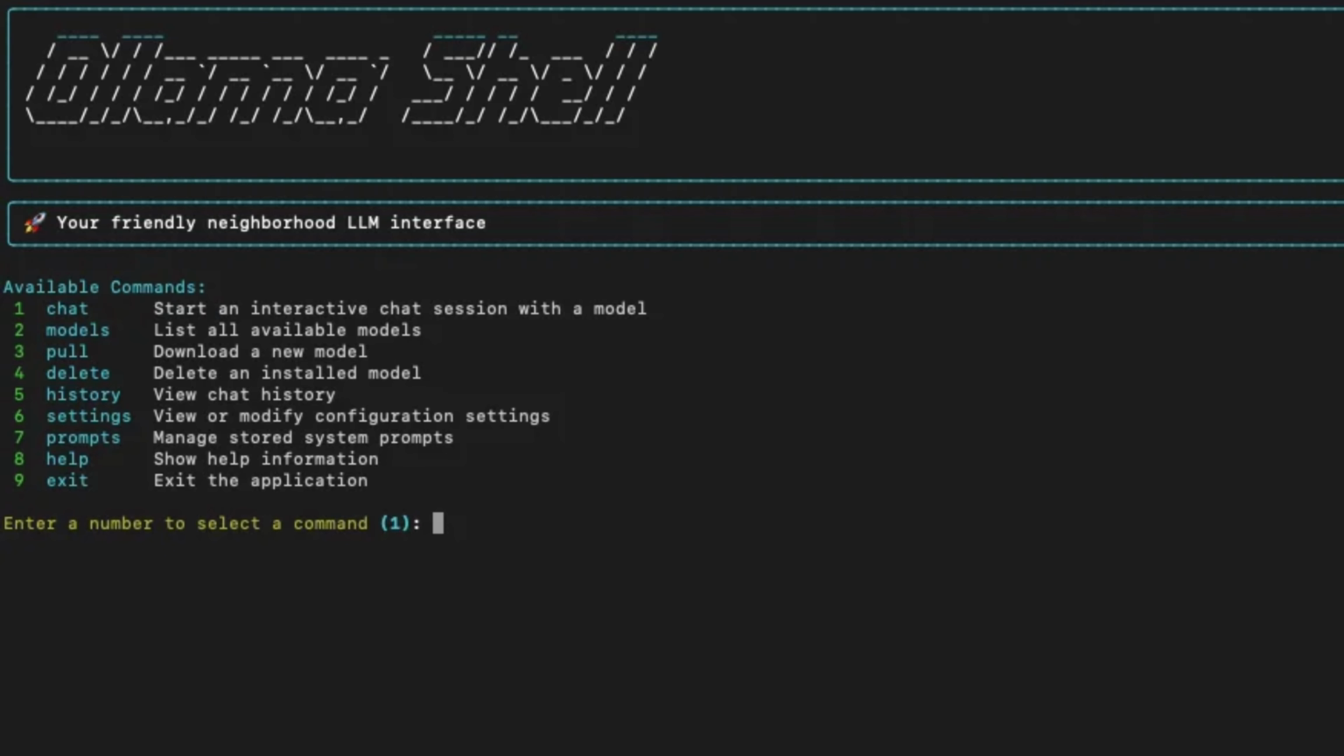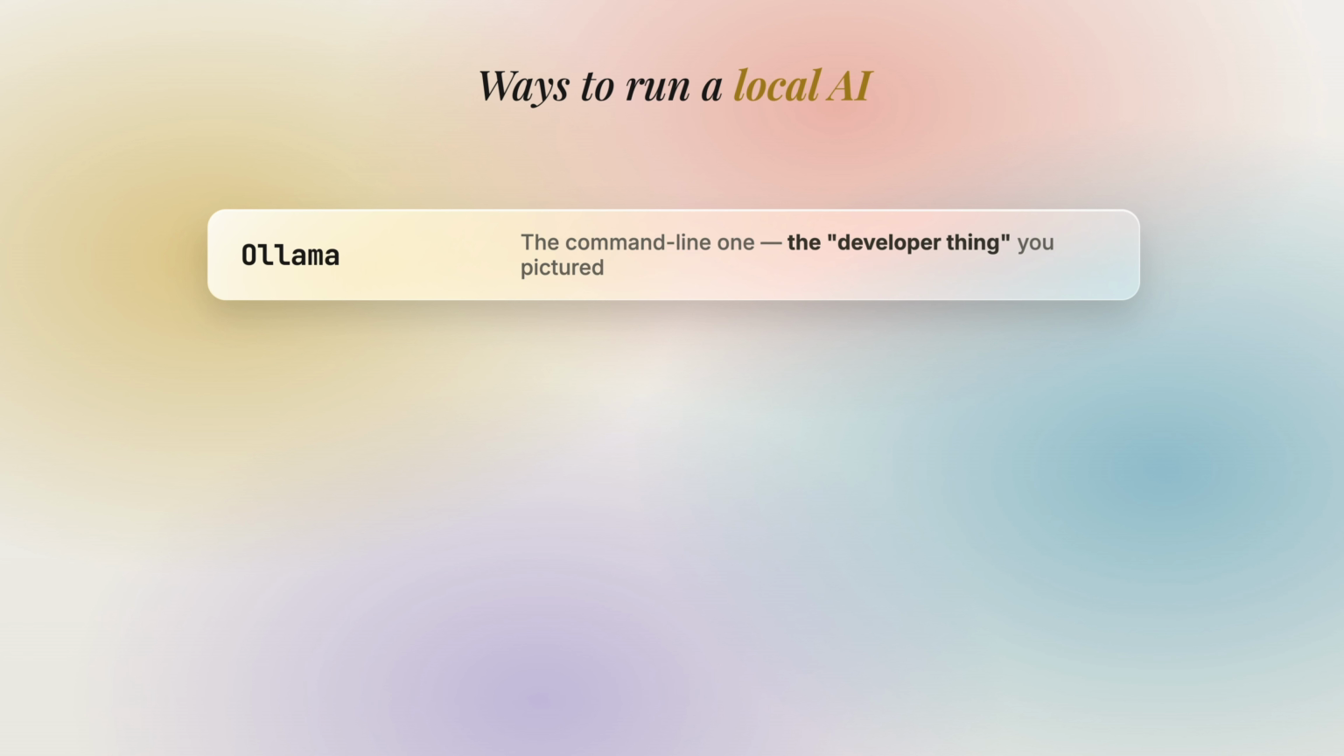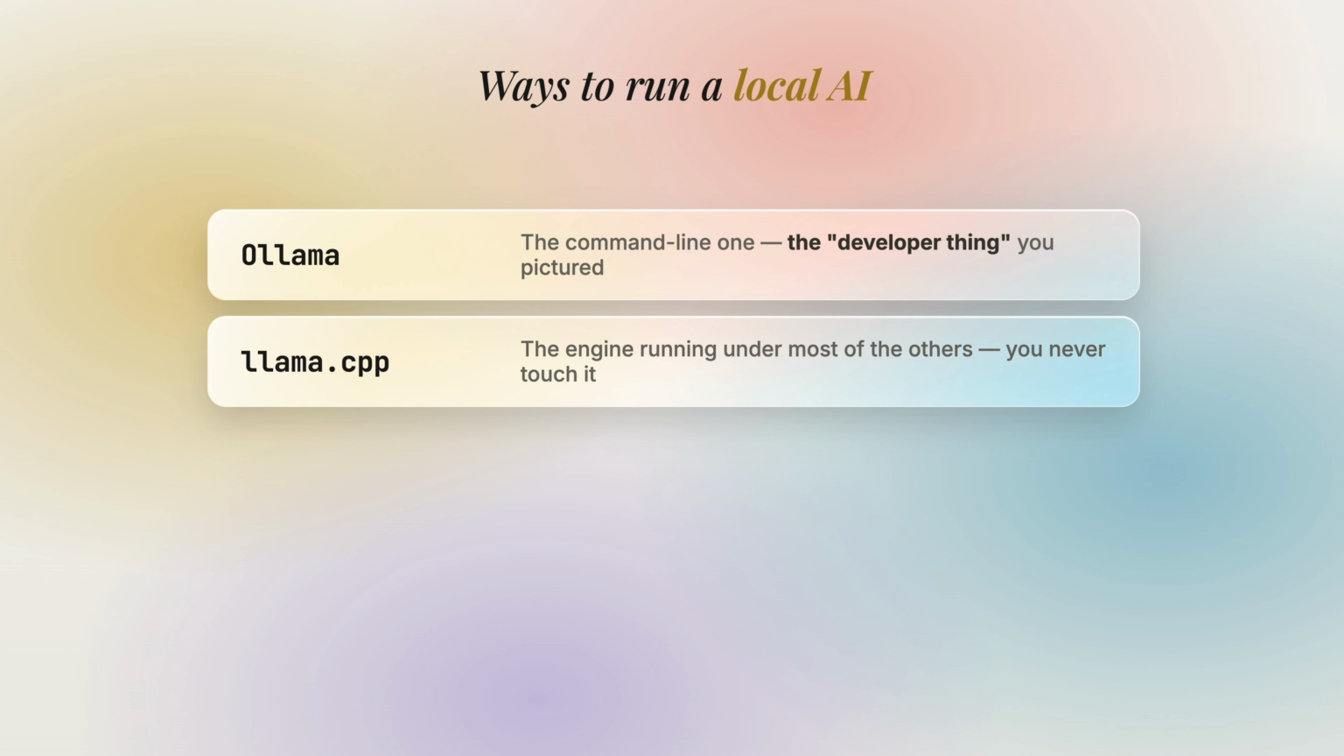First thing to clear up is most people think that running local AI means running it in a terminal as a developer, so it's not for me. But the options on how to run local AI are much easier than you think. Five names you'll bump into. Ollama is the command line one. So that's the black screen you were picturing, and yeah, it's more of a developer tool. Llama CPP is the engine that powers most of the others, you never touch it directly.